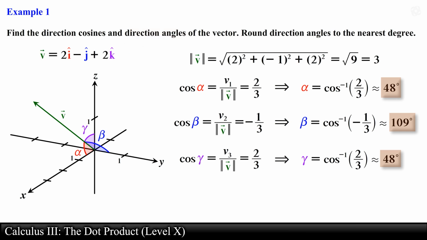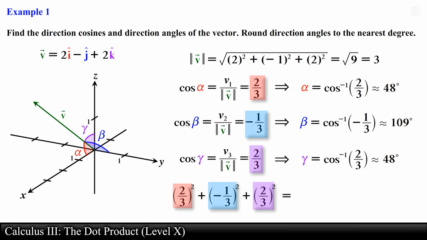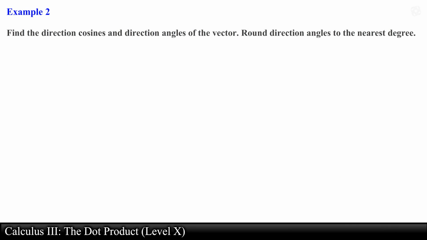These values represent the angle that vector v makes with the standard unit vectors. Also notice that the sum of the square of the direction cosines simplified to 1. This is a quick way to verify that you have the correct direction cosines. Alright, let's try the next example. Find the direction cosines and direction angles of the vector. Round direction angles to the nearest degree.